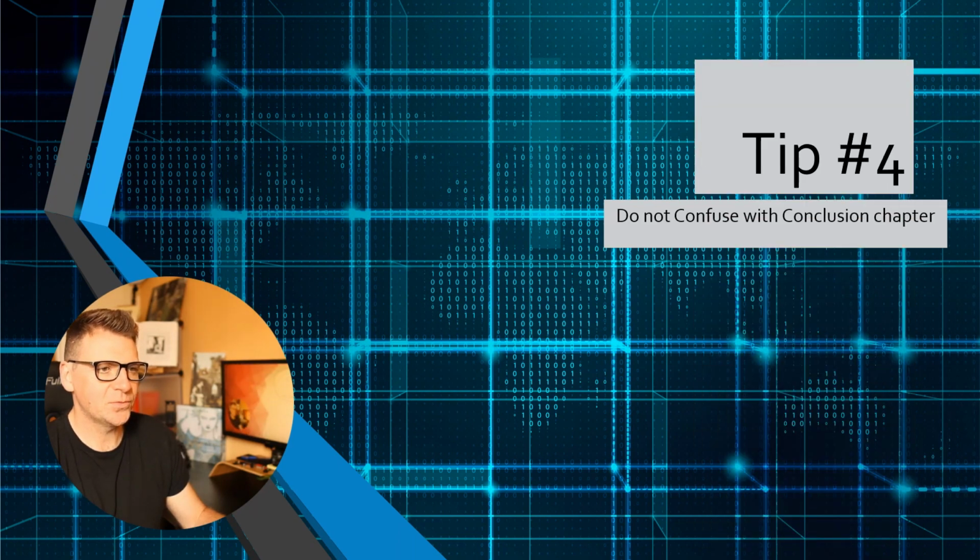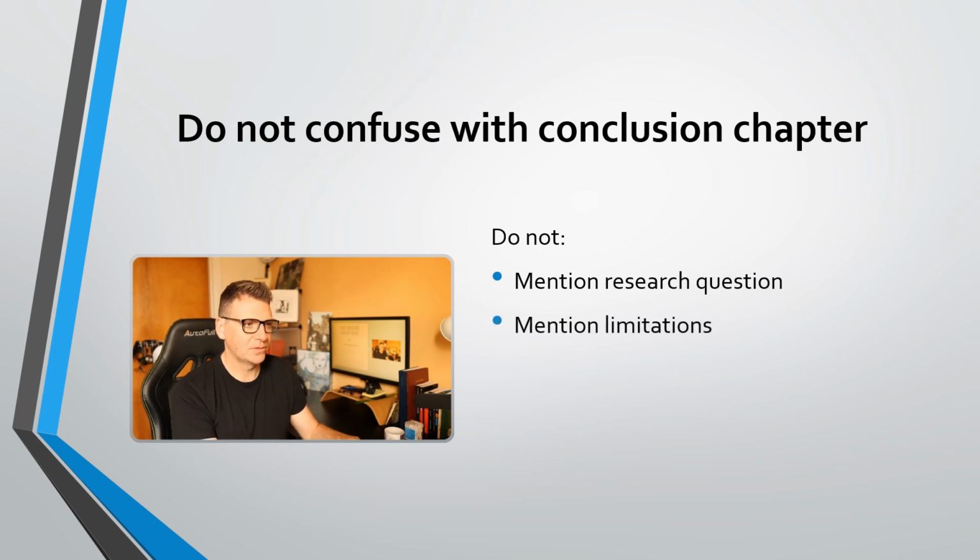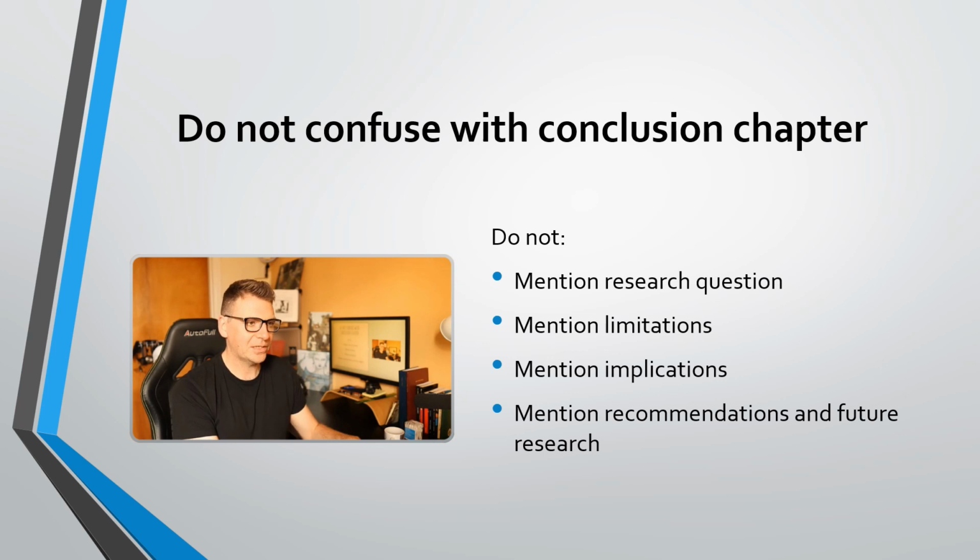Do not confuse with conclusion chapter. This is a follow on from what I was basically just saying there. So do not mention the research question, limitations, implications, recommendations and future research. In your discussion chapter, you're only going to be talking about how your findings relate back to previous literature. That's all. There's no need to say it answers the research question, or start mentioning limitations or implications.